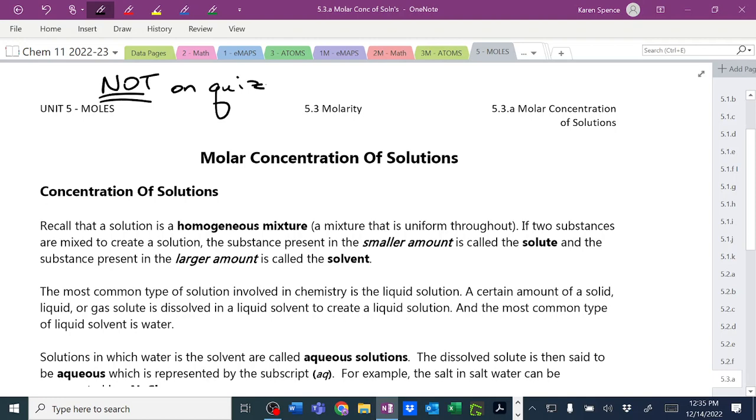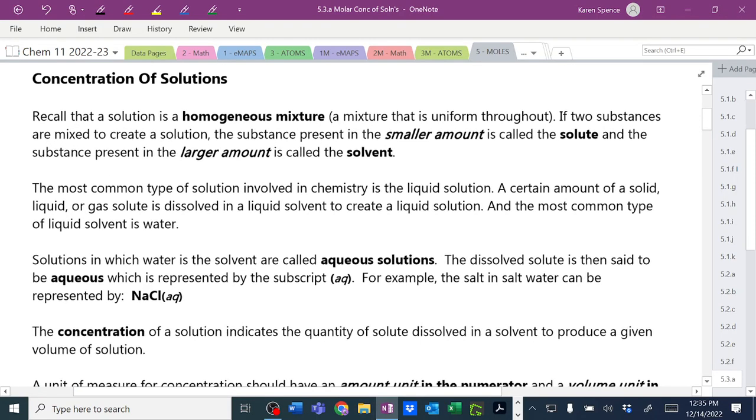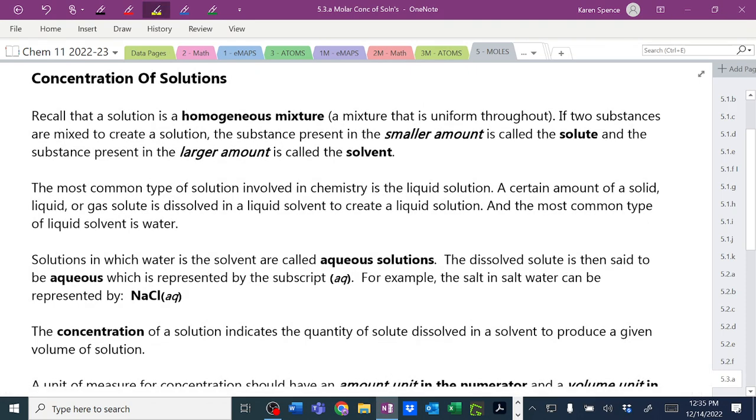Anyway, so we have the solute, we have the solvent, and solutions in which water is the solvent, so that's our third paragraph. Those are aqueous solutions, and remember we signify that with a little bracket, aq. Is this all ringing bells?